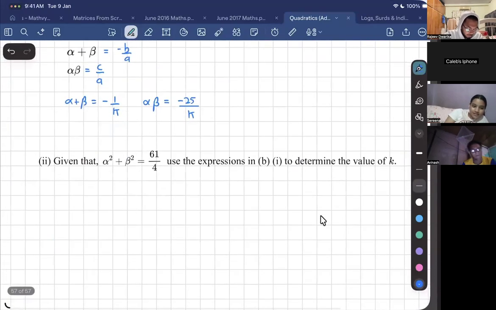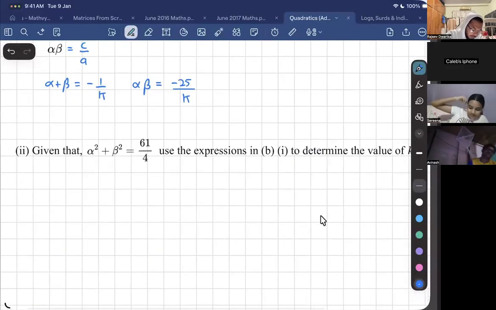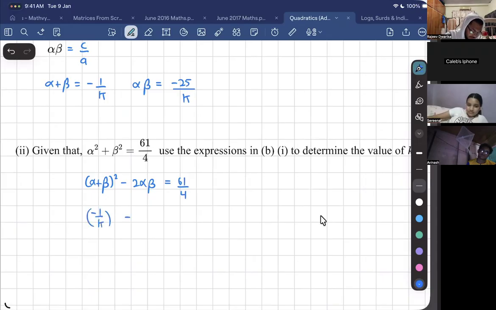Right? Caleb, let's do this question quickly. We know alpha squared plus beta squared is alpha plus beta squared minus 2 alpha beta, yes? And that is equal to 61 over 4. We just found out alpha plus beta was minus 1 over k, squared. And we know that alpha beta is minus 25 all over k. And we're going to move across our 61 over 4 one time. So that'll be minus 61 over 4, and that'll be equal to what?